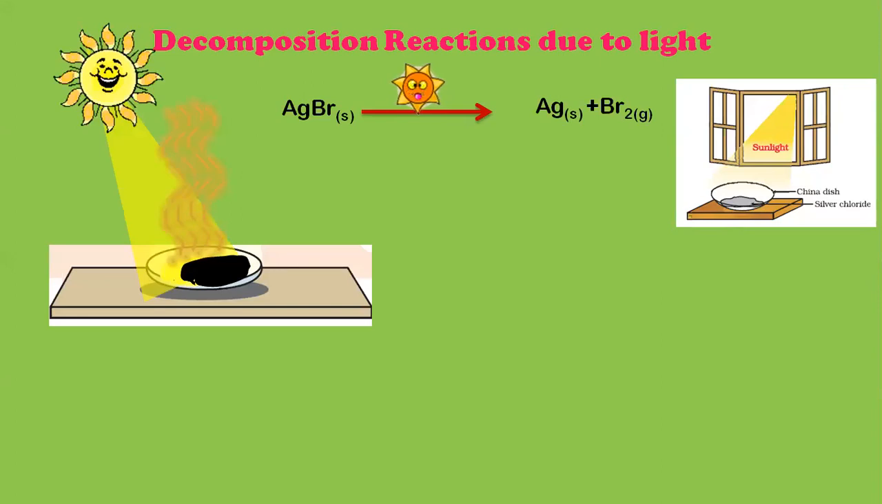That is my sunlight. You don't have to draw a sun on the arrow. You have to write sunlight. Okay. You have to write what? Soham, we are going to write sunlight. What are we going to write? Sunlight on the arrow. Silver bromide, which is AgBr, splits up forming Ag plus Br2.